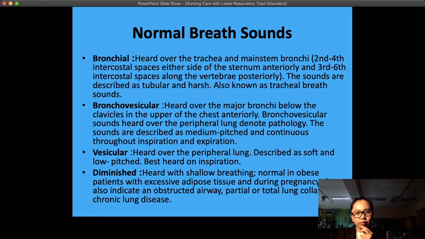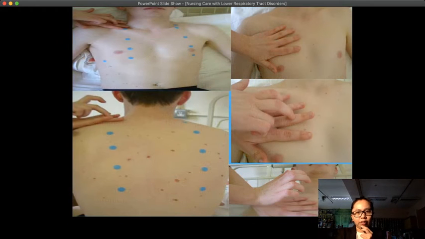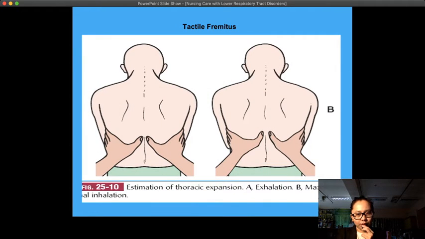So we'll tackle that in RLE. So tactile fremitus. That's how you should position your hands, and then you'd say 99. The patient would say 99, 99, 99.